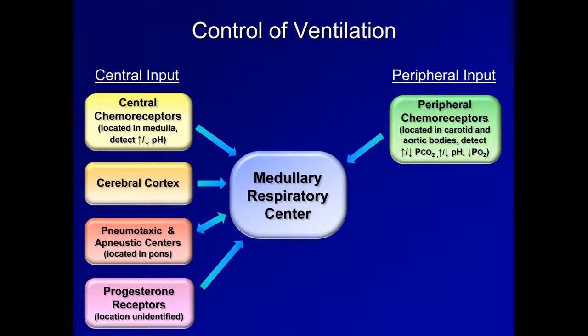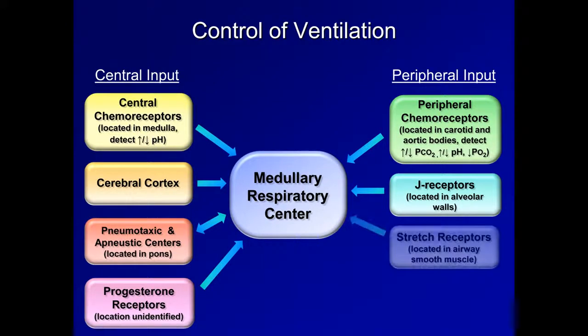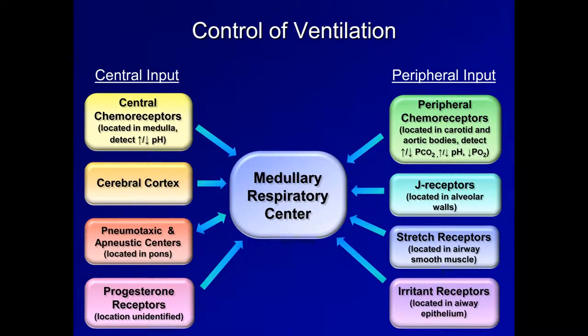While much less important, there are other peripheral receptors. Juxtacapillary receptors, more commonly referred to as J receptors, are present in the alveolar interstitium and are activated by pulmonary edema and increased interstitial fluid. Mechanical stretch receptors in the smooth muscle of the airways initiate a decrease in respiratory rate in response to overdistension, a process known as the Hering-Breuer reflex. Finally, there are irritant receptors in the airway epithelium which activate in the presence of histamine, prostaglandins, and a variety of exogenous noxious chemicals. So what is the net consequence of this complex process?